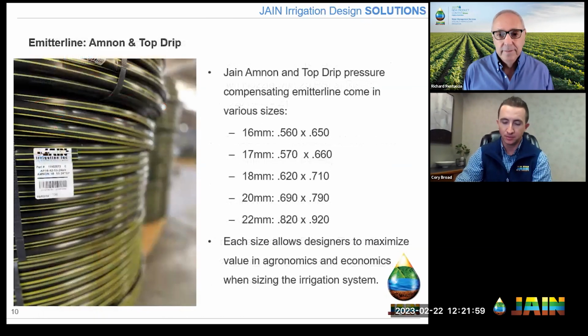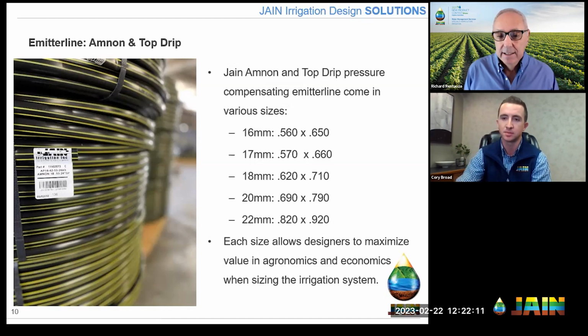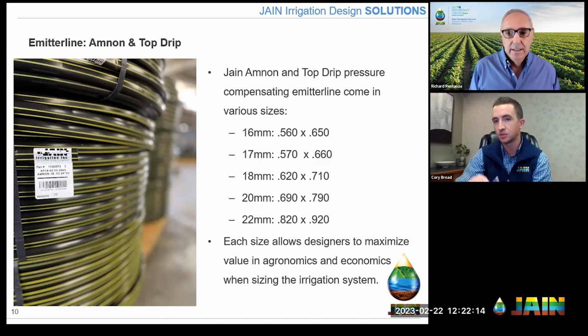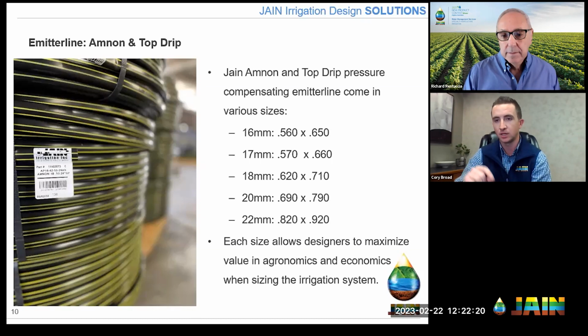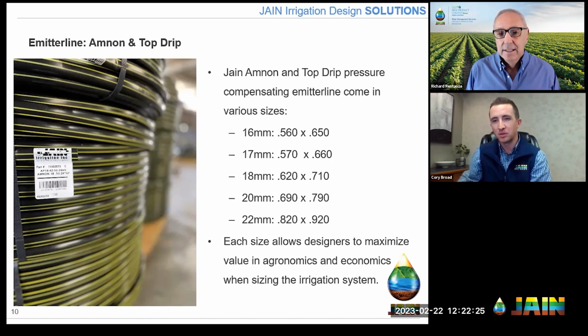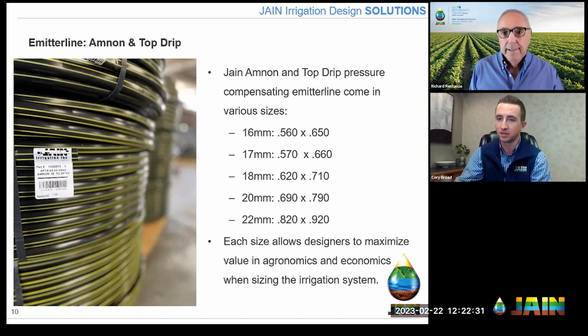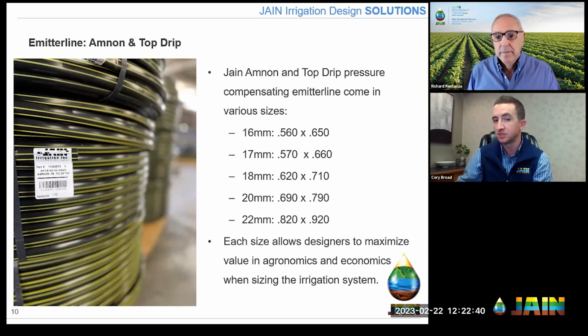Absolutely. So we've covered supply tubing, right? This is tubing that doesn't have any emission device built into it. It's so that we can connect it to emission devices like those sprinklers we talked about, maybe put our barbed adapters or a button dripper like our Click Tif on there. It is supplying water to an emission device. When we talk about emitter line, because people will also talk about drip tubing, which is probably what people are mostly referring to, the technical term for emitter line is supply tubing with an emitter built into it. It has an emitter welded inside of it. And for us at Jain, that's Amnon or Top Drip. And those are both pressure compensating emitters.